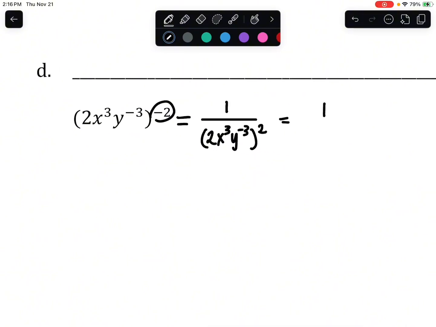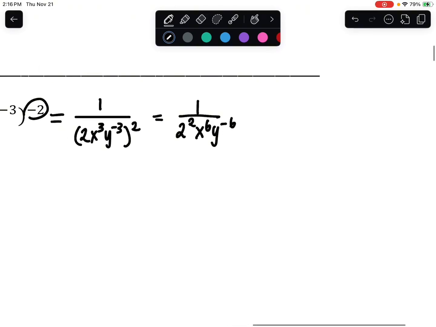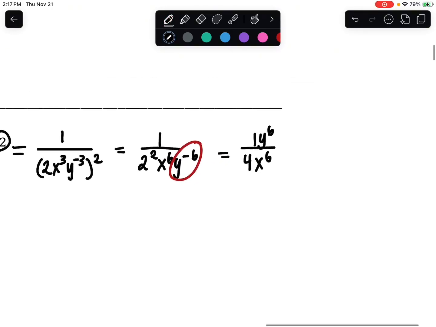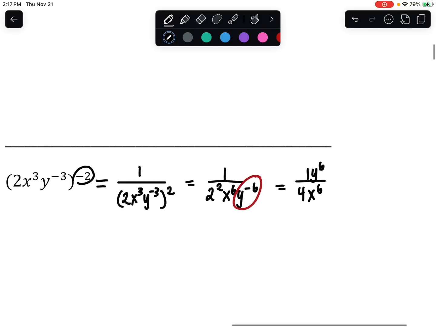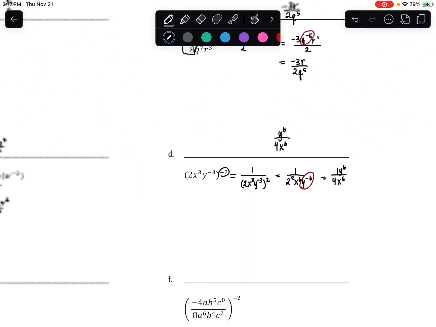And so from here, this is when I would distribute the exponent of 2 to each term. And so as I simplify this, I would have a 4, and then x to the 6, and then y to the negative 6 should be written on top because it has a negative exponent. And so then now that we have that y there, we don't need the 1. And so y to the 6 would be on top, and 4x to the 6 would be on bottom.